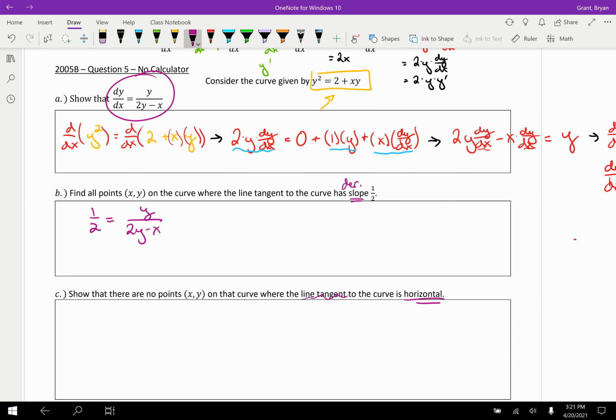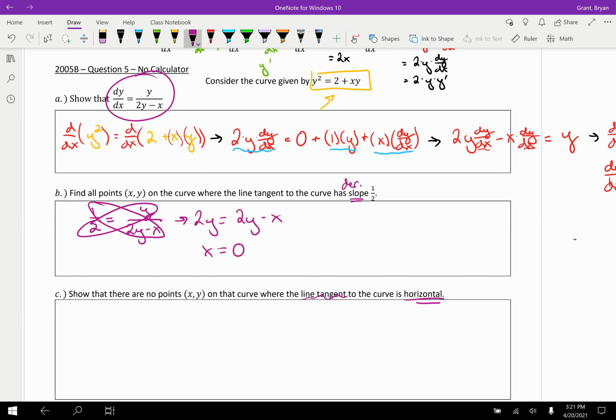Now, we need to find the points x comma y, so I suggest you try to isolate a variable here. It doesn't matter which one. I'm going to cross multiply quickly. That's going to give me 2y, and then if we do 1 times that equals 2y minus x. Isolating maybe x would be pretty easy. I'm going to add x to the left side and subtract 2y to the right side. Subtracting 2y from itself gets us 0.